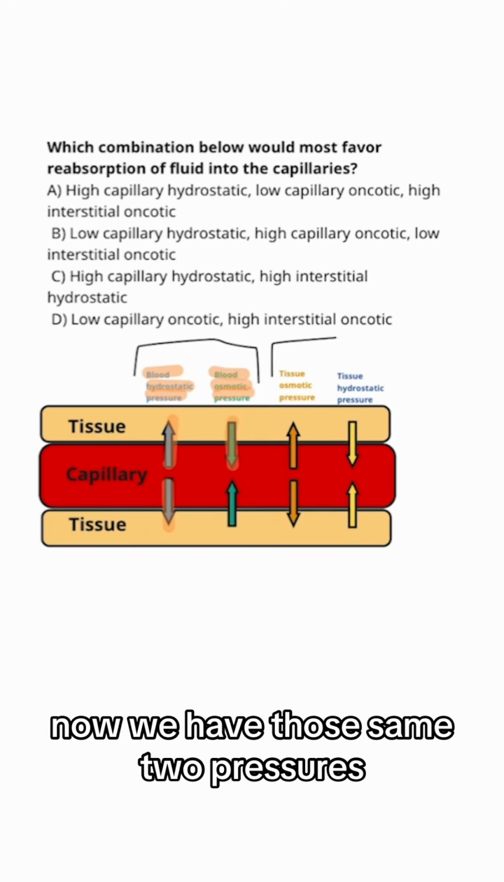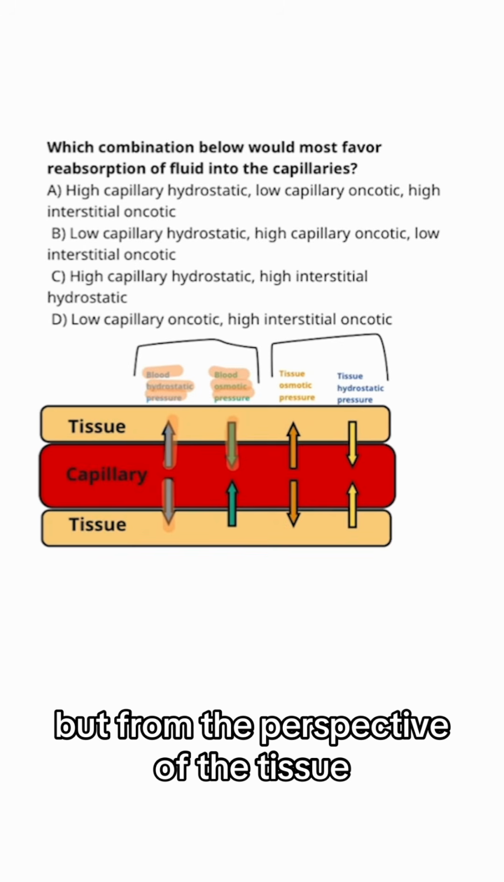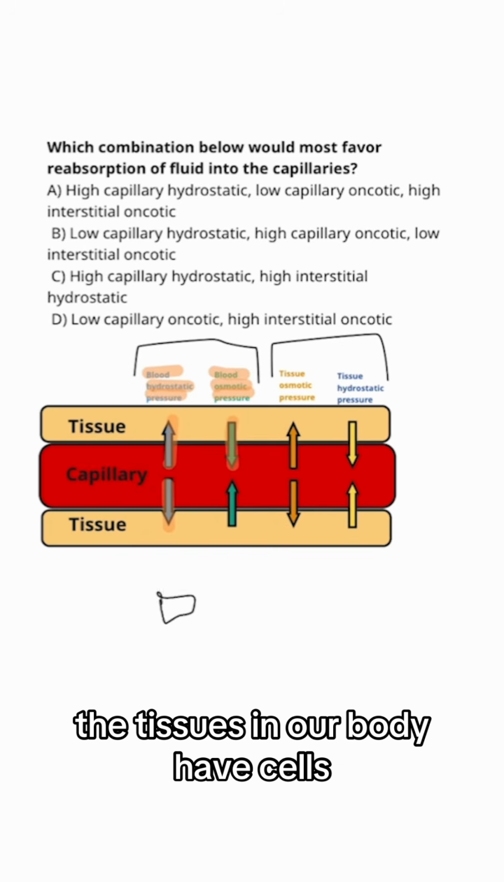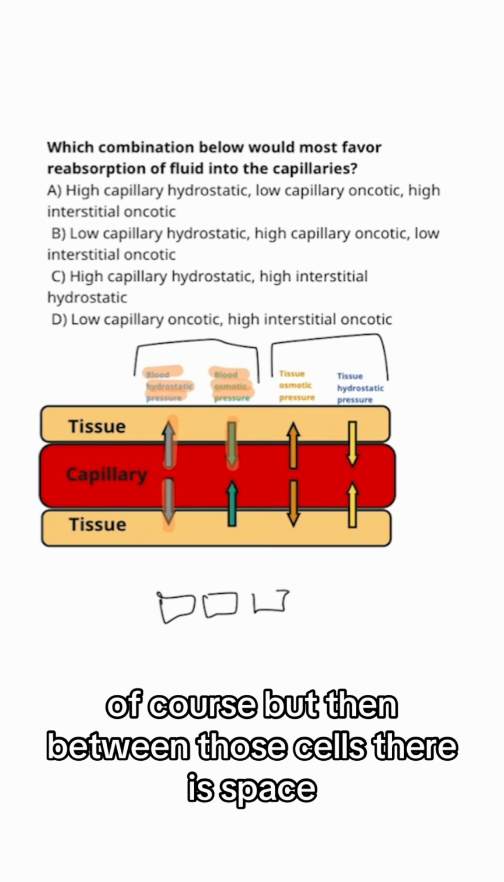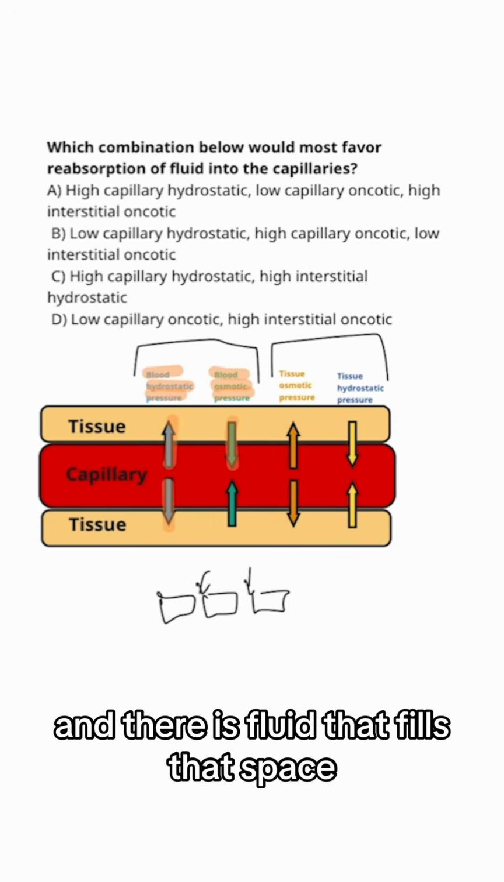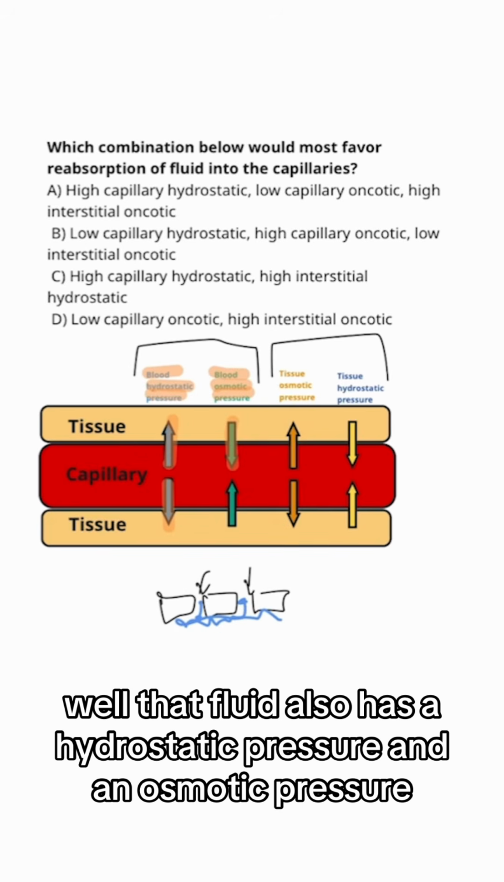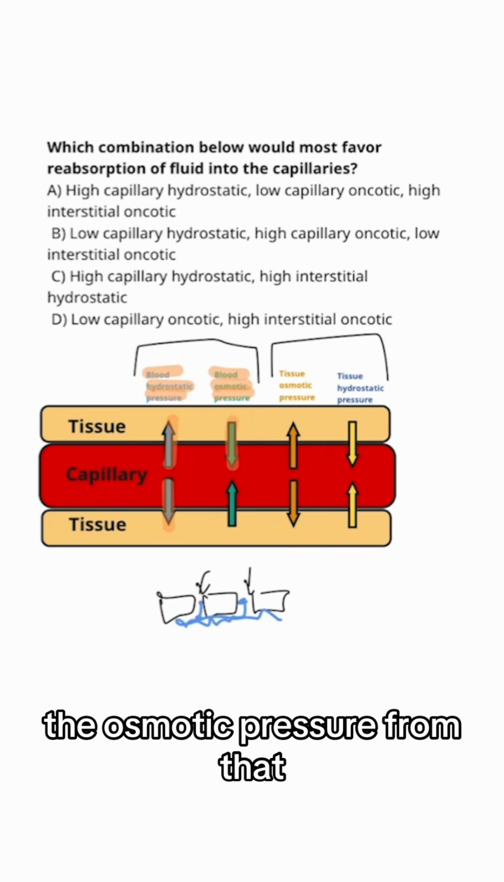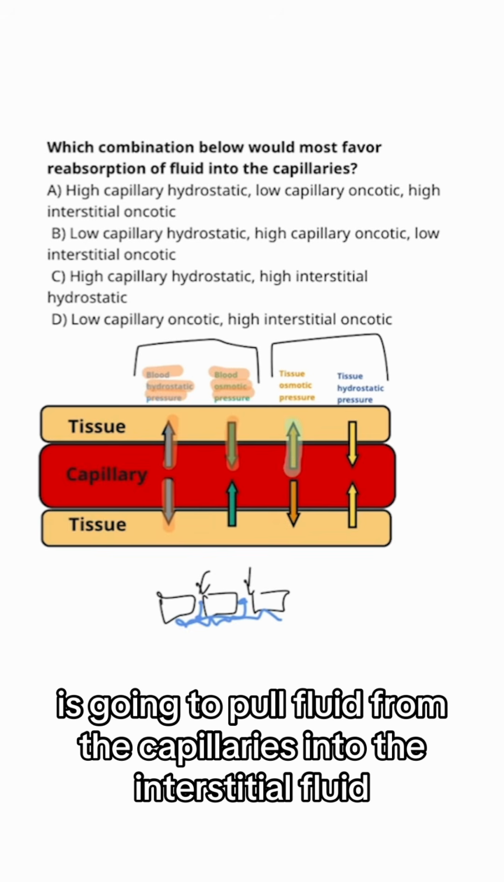Now we have those same 2 pressures, but from the perspective of the tissue. The tissues in our body have cells, of course, but then between those cells, there is space. And that space is called the interstitial space, and there is fluid that fills that space. Well, that fluid also has a hydrostatic pressure and an osmotic pressure. The osmotic pressure from that is going to pull fluid from the capillaries into the interstitial fluid.